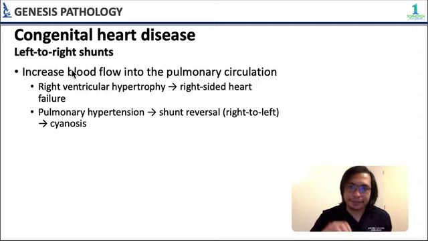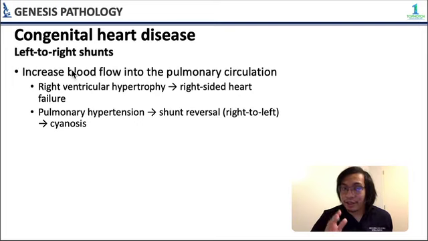Again, butas yung heart, yung blood sa left pupunta sa right side, yung right side ipapump yung blood sa pulmonary circulation. Increase blood flow into the pulmonary circulation. What will happen if blood flow is increased into the pulmonary circulation as with left to right shunts? So our pulmonary circulation is usually low pressure and low resistance.